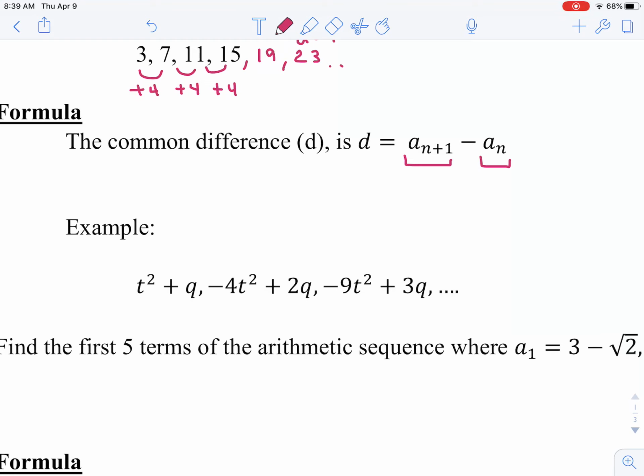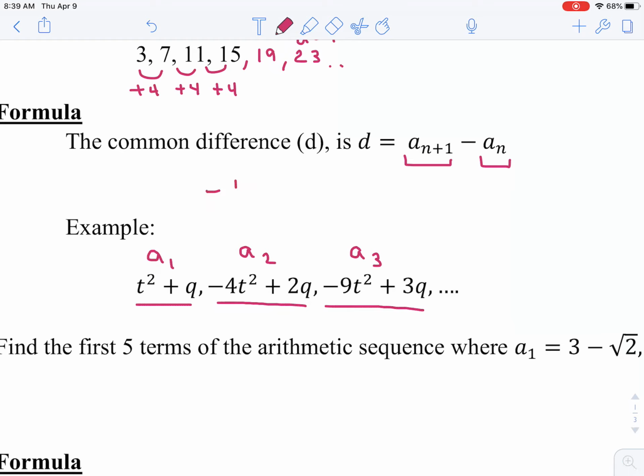Here are 3 terms in this sequence. You'll notice we have some variables. We have t squared plus q, negative 4t squared plus 2q, negative 9t squared plus 3q. You might be able to notice what's going on by looking at it. But let's use that formula from above. So this would be a sub 1, a sub 2, a sub 3.